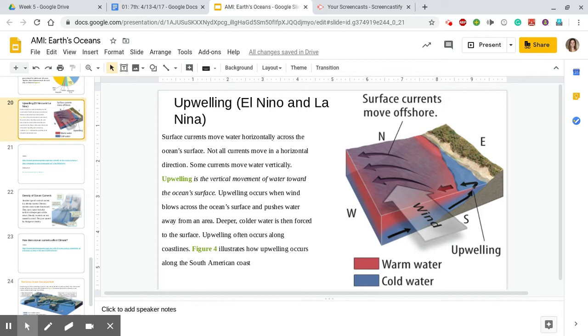So it's bringing cold water up, rising on the shoreline and then going back out. So that is upwelling. And again, good for nutrients for the ecosystems off the shorelines.